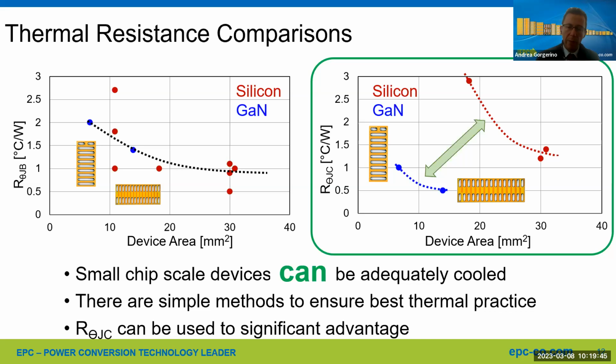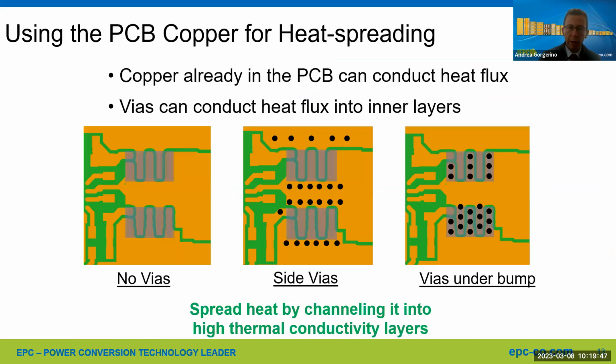And there are a few simple methods. So I want to go through them real quick. The first one is basically what we used in the slides that I showed the test results for the Gen 6, and is using the PCB copper for heat spreading. So the copper is already there. Of course, we want to maximize the amount of copper. We have some guidelines there on how to make these designs. This is our traditional design, basically.